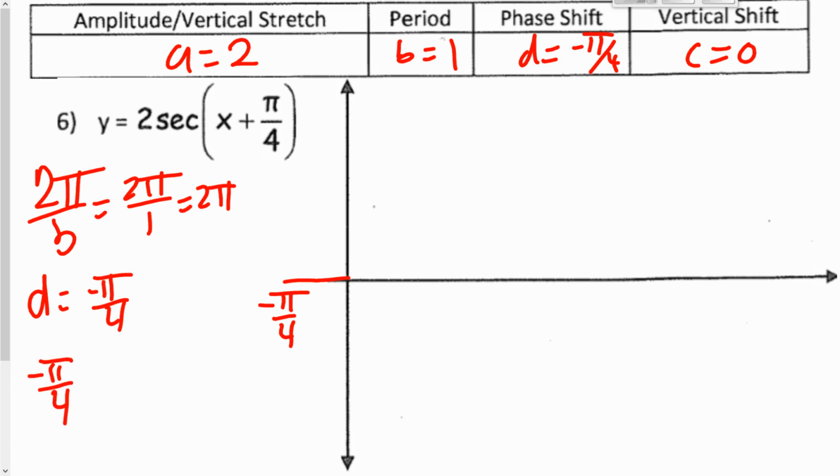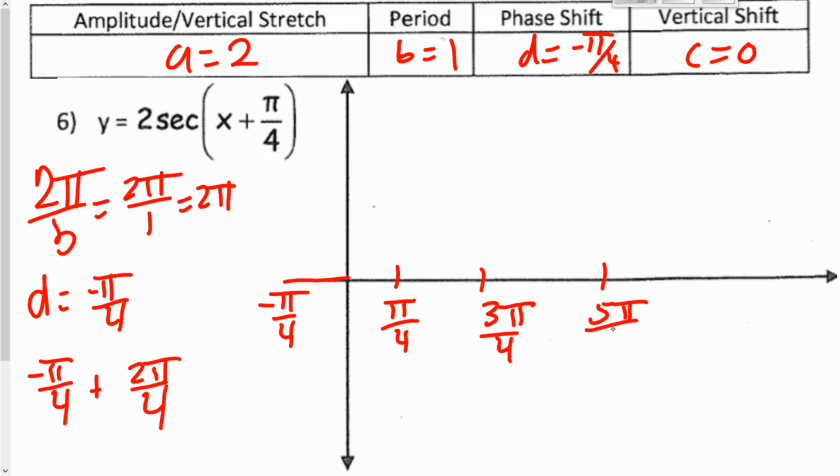Our interval is taking our period and dividing it by 4. So that would be 2 pi over 4. Might as well leave it with the 4, right? So we have a common denominator. Now we can add for our first interval, and we get pi fourths. Add another one, we get 3 pi fourths. Add another one, we get 5 pi fourths. Add another one, we get 7 pi fourths.